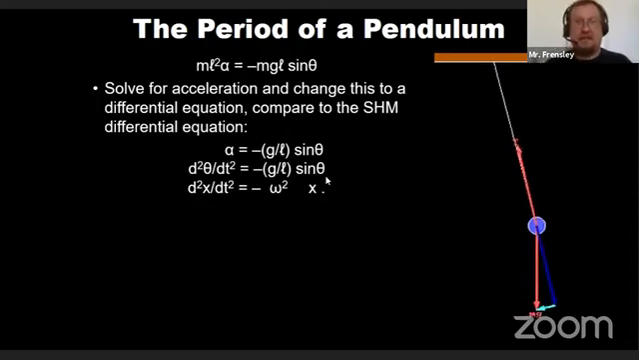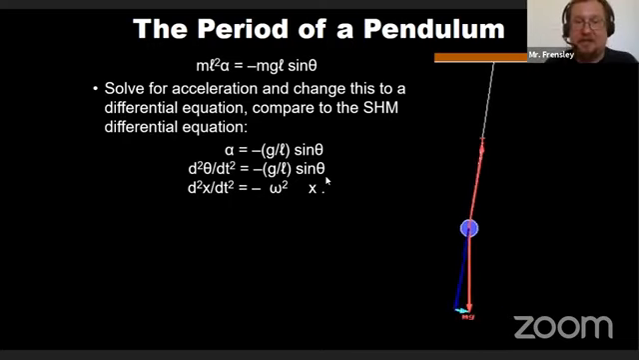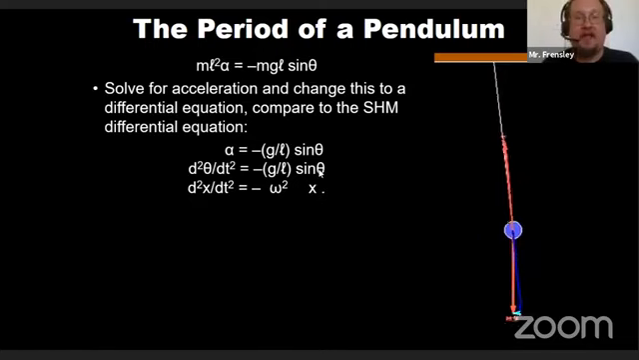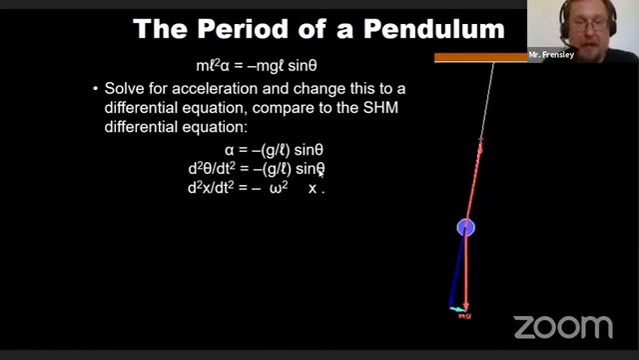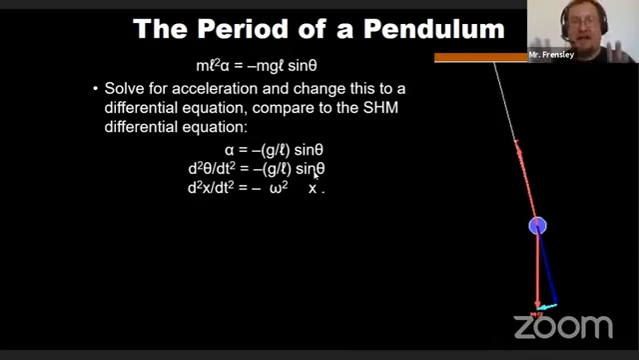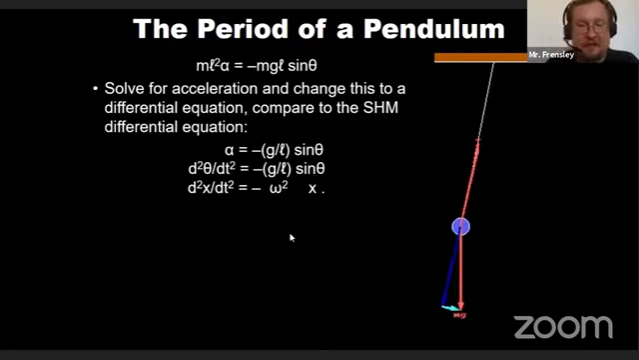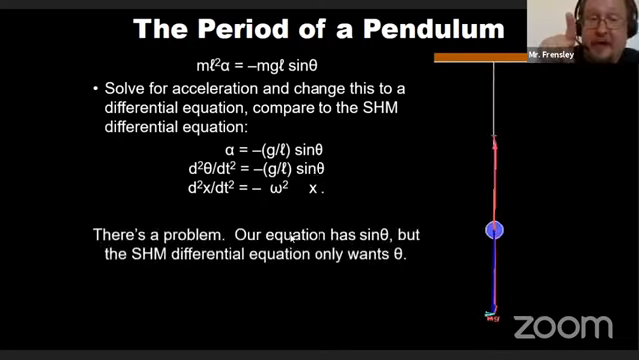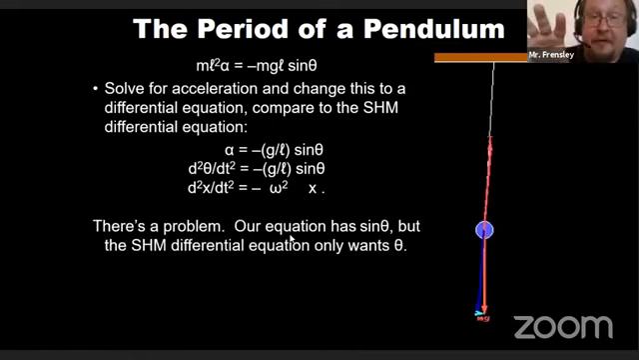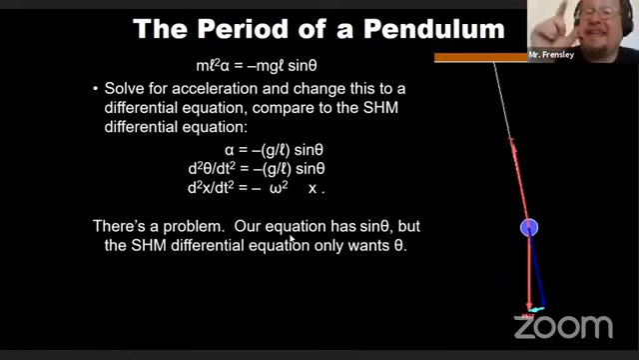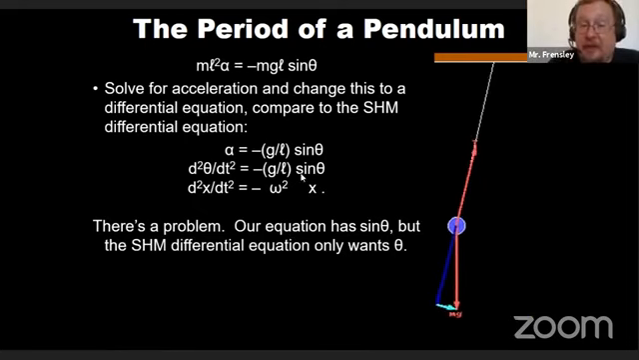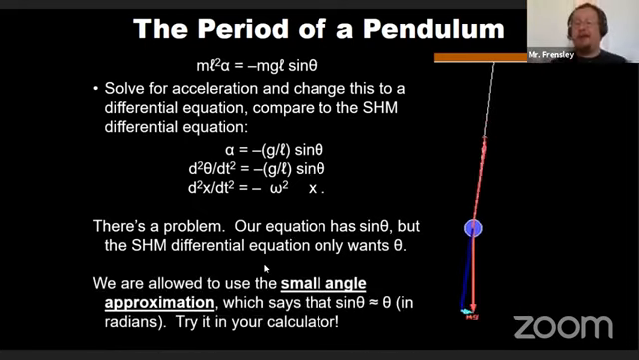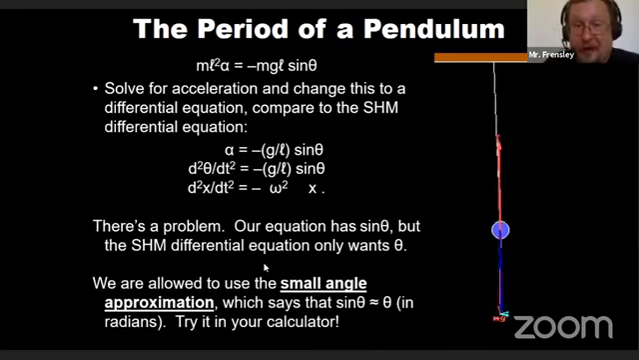You can't say simple harmonic motion if your position is inside a sine, cosine, tangent, log, e, square root, or any other nightmare that you can dredge up out of your pre-calc class. The theta or the x has to be alone by itself, not inside of something. But there's a fix for this. The fix is that we can change the sine theta into regular theta if we apply something called the small angle approximation.